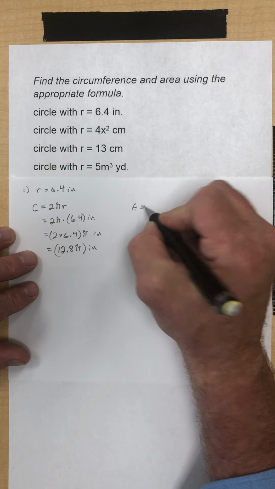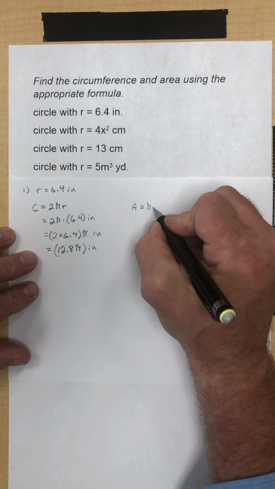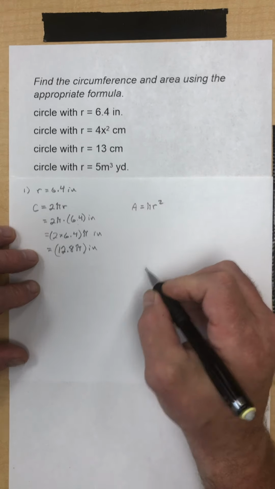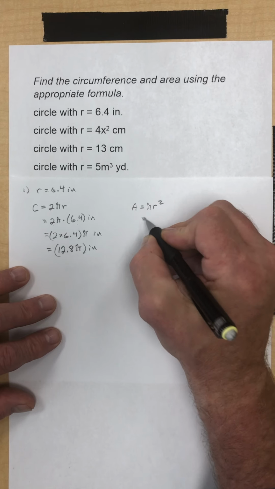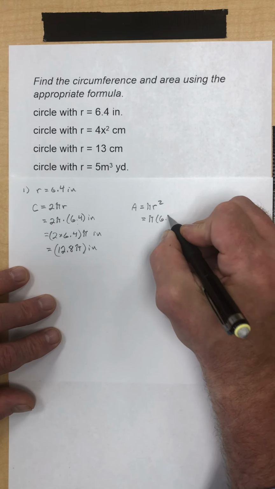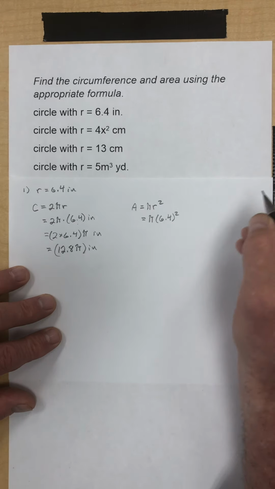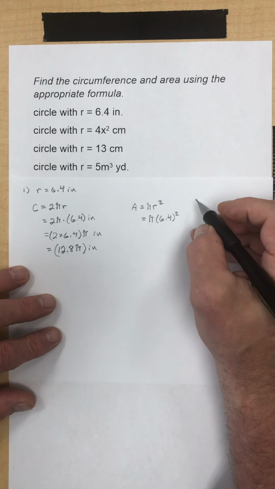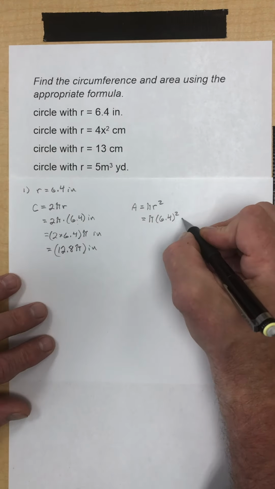So let's do area now. Area equals pi times the radius squared. So we're going to get pi times the radius, which is 6.4 squared. And this is area, so it's squared units, so it'd be squared inches.